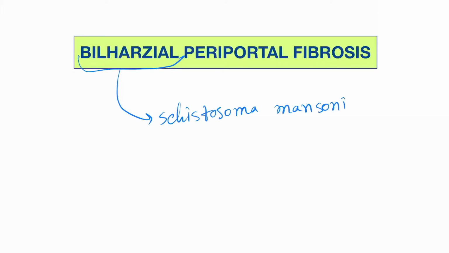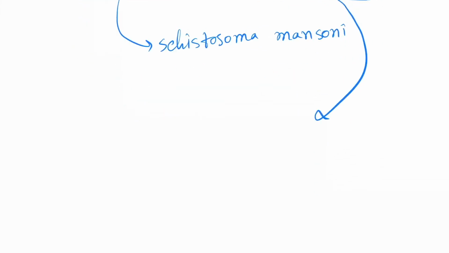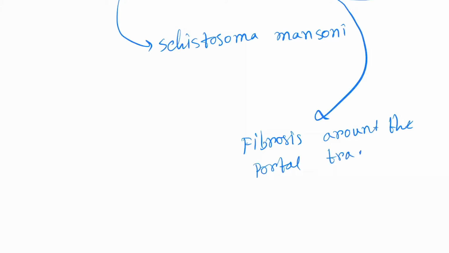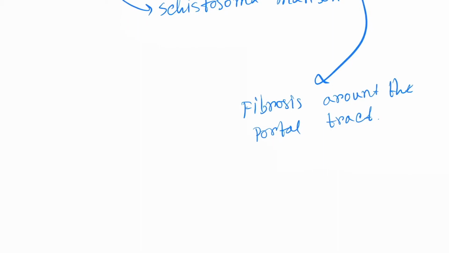Okay, so hello friends, today our topic is Bilharzial periportal fibrosis. Bilharzial is caused by Schistosoma mansoni, which causes the periportal fibrosis, that is the fibrosis around the portal tract by the deposition of collagen.